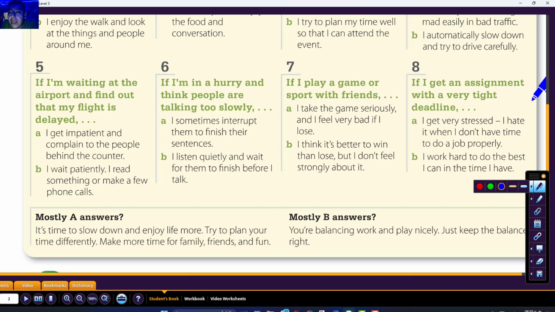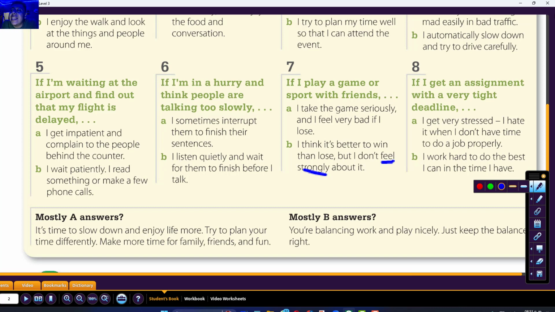7. If I play a game or a sport with friends, I take the game seriously and I feel very bad if I lose. Or B. I think it's better to win than lose, but I don't feel strongly about it. Please notice that feel strong mean when you are convinced about something, right? So let's go about number 8.